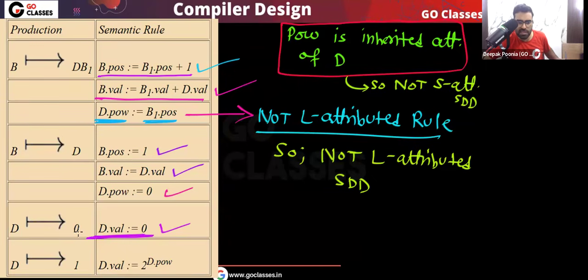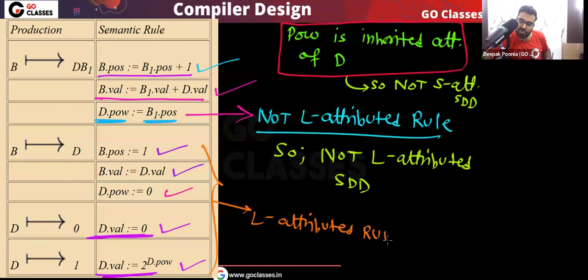Okay, what about this? Is this an L attributed rule? Here you can see that we are defining this attribute of D. D is on the LHS. So we are defining an attribute of the LHS. So this is a synthesized attribute, and synthesized attributes are allowed in L attributed definition. So I can say this is also perfectly fine. Basically, this is the only violation. Okay, is this clear? So remember, if you look, these are L attributed rules.